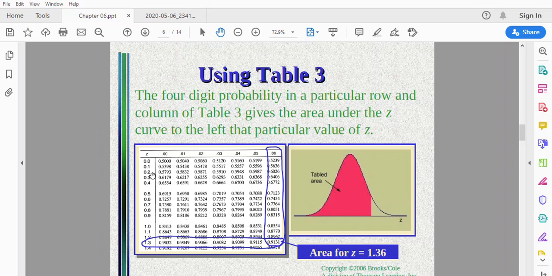Here we only have the whole number and the tenths value. So for 1.36 we refer to 1.3 and then go to 0.06, and we will get the value 0.9131. This means the probability p of z less than or equal to 1.36. When the probability is for z greater than 1.36, we need to do 1 minus 0.9131, because this table always only keeps the value below the z value. Okay.